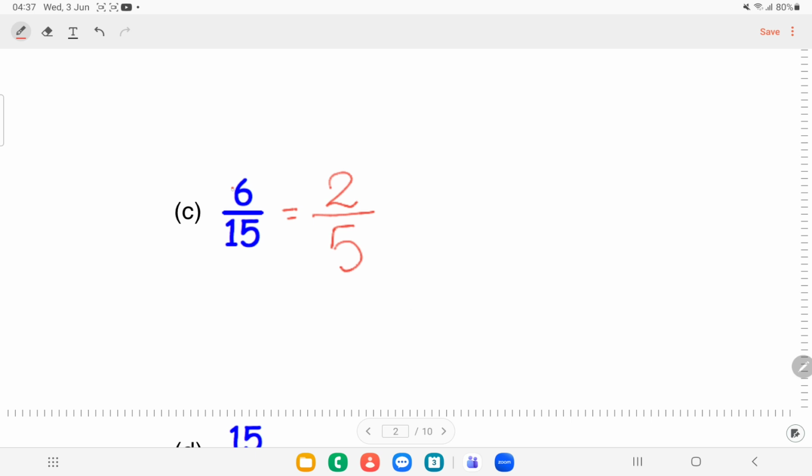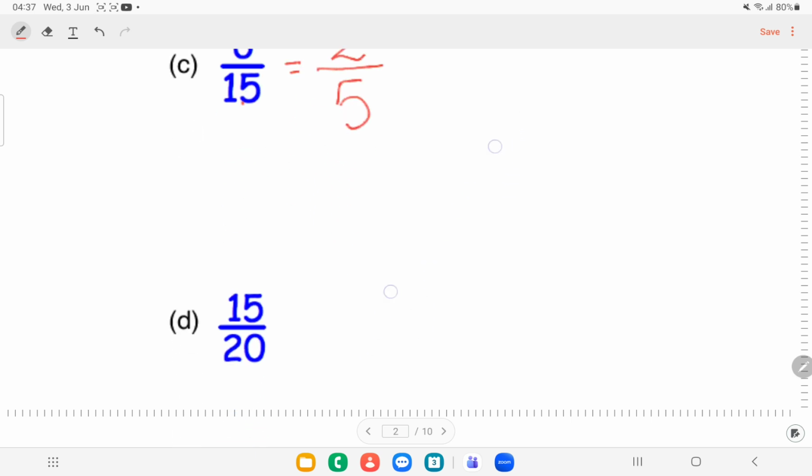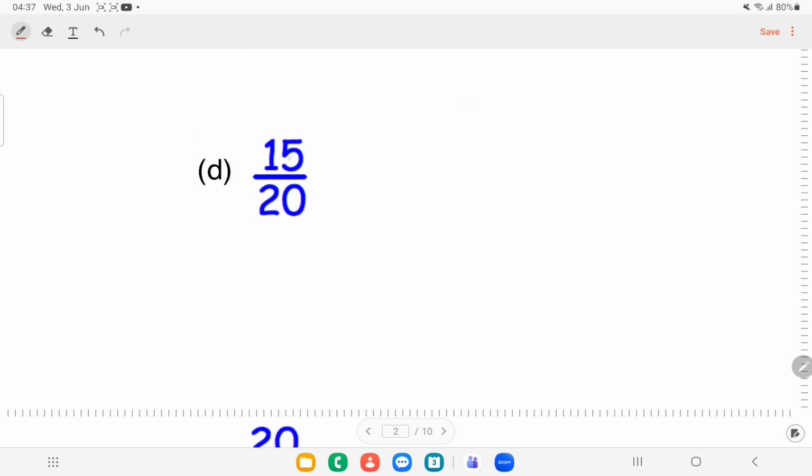If the numbers are not even numbers, then think about 3 or 5. For example, in this question, this 0 is an even number, but this 5 is not an even number, so we cannot divide by 2. Similarly, this 15 is divisible by 3, but this 20 is not divisible by 3. So we cannot divide by 3, and the next prime number is 5. So for 5, the rule is the last number should be a 0 or a 5.